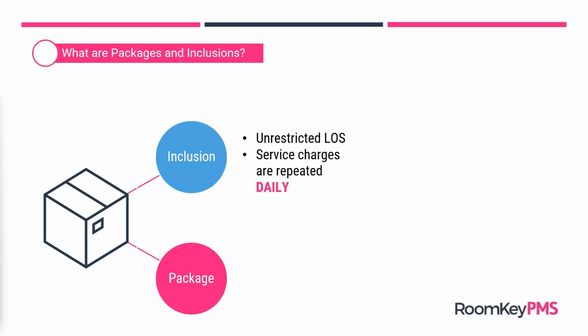Now that is different to the way that a package behaves inside RoomKey, where it is actually restricted length of stay. So when you are creating a package, you are defining how long the guest is going to stay. So something like a 2-night weekend package, the guest would be required to stay 2 consecutive nights in order to qualify for a package like that. They would not be able to stay 1 night or 3 nights. It must be that restricted length of stay, specifically a 2-night stay.